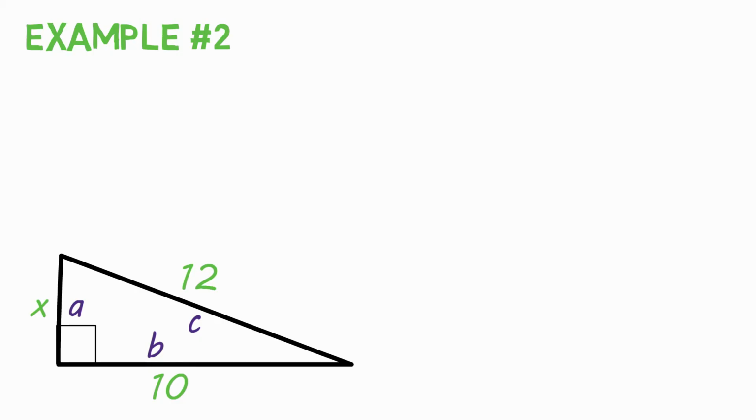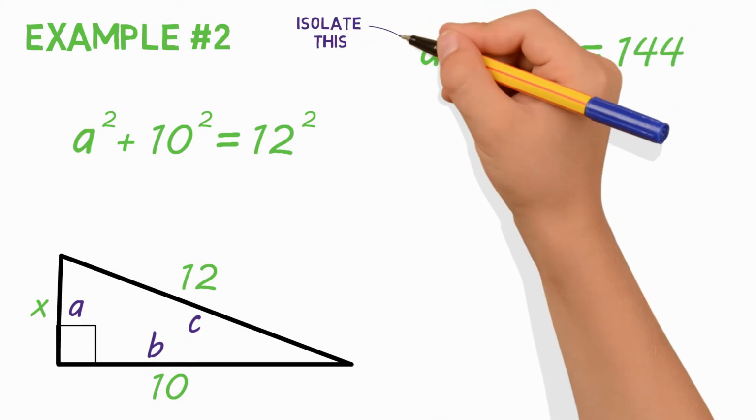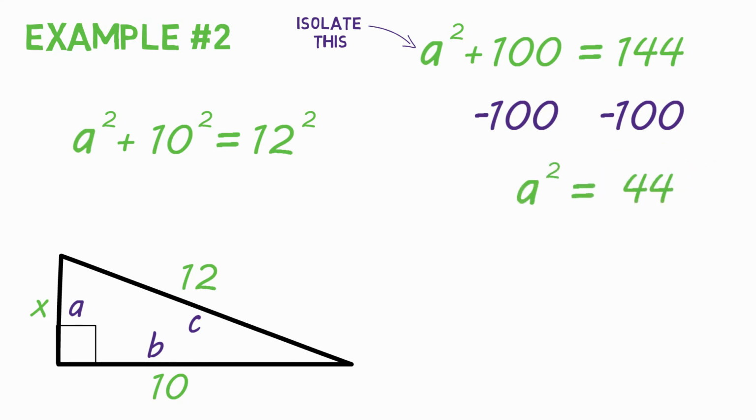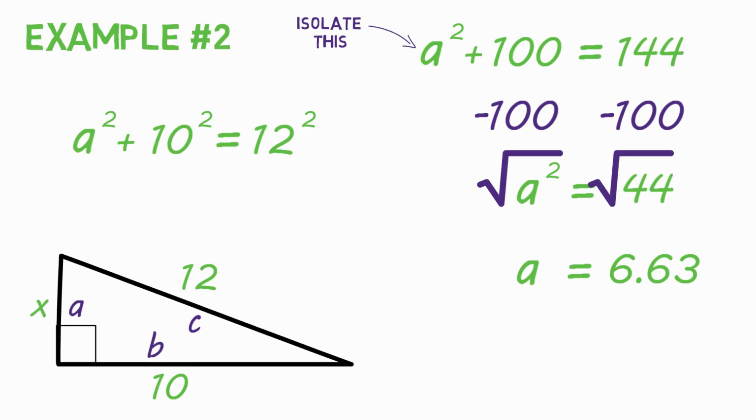Now we set up the equation, a squared plus 10 squared equals 12 squared. We'll leave a squared alone for the moment. 10 squared equals 100, and 12 squared equals 144. Now we need to isolate our unknown variable in the equation so that we can solve for it. To do this, we will subtract 100 from both sides, leaving us with a squared equals 44. Finally, we take the square root of both sides. The square root of 44 equals approximately 6.63.